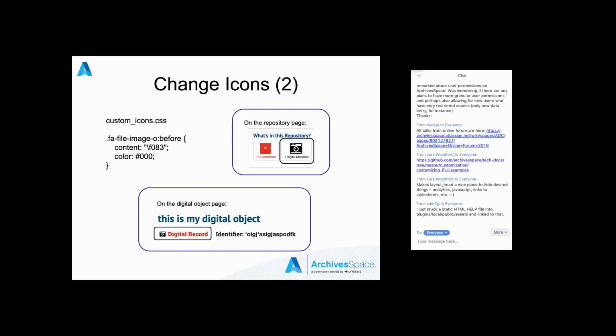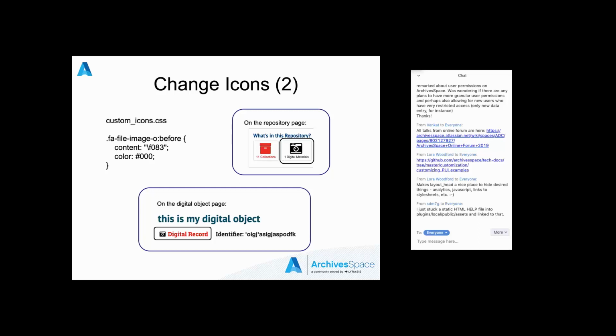And I decided what I wanted to do was change the icon to be a camera, and I wanted to change the color to black. So if you go to that Font Awesome web page that I showed you, you can get the value that you would use for the content. That value is what's for this camera icon, and then the color set at all zeros is black.